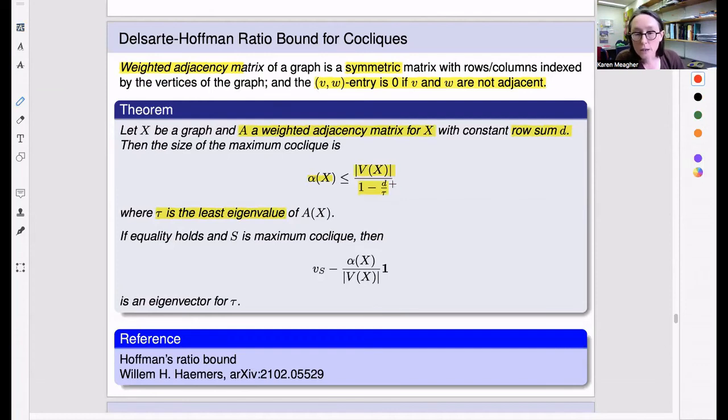My d, the row sum, is going to be positive, the tau is going to be negative. So this whole thing is going to be a positive number. What I want to do is find a weighted adjacency matrix that maximizes this, and that will give me the best bound I could get. Now, if I have equality, I get the second part: if equality holds and I'm holding on to a maximum co-clique, the characteristic vector minus a multiple of the all ones is going to be an eigenvector. And Haemers has put out a paper on the arXiv that gives a lot of detail and history about the ratio bound. It's a really nice paper that's worth looking up for someone who knows the history well. It's lovely.